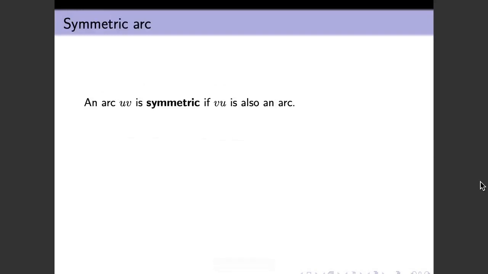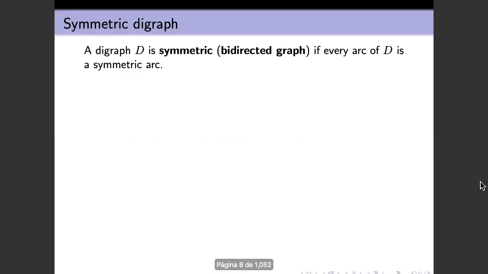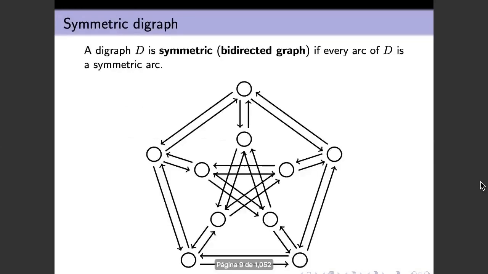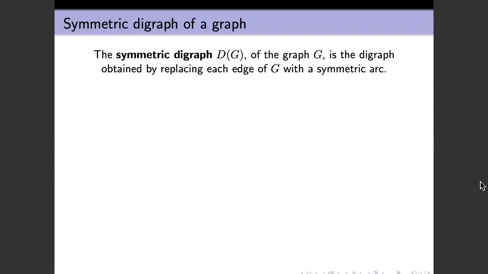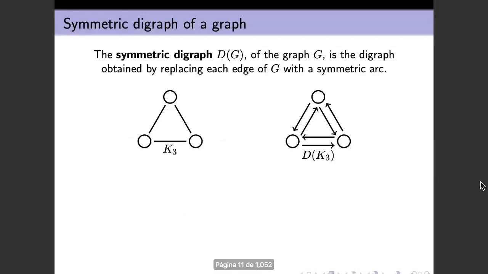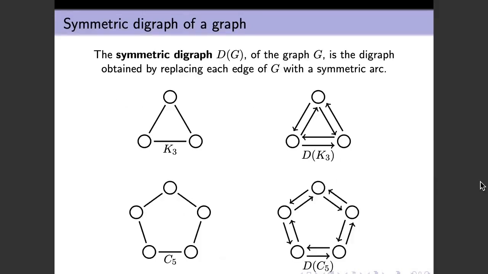An arc uv is symmetric if vu is also an arc. Here we have a symmetric arc between the vertices u and v. A digraph D is a symmetric or bidirected graph if every arc of D is a symmetric arc, like in here. The symmetric digraph DG of the graph G is the digraph obtained by replacing each edge of G with a symmetric arc. This is the complete graph K3, while this is the symmetric complete digraph DK3. This is the cycle of length 5, while this is the symmetric cycle of length 5.